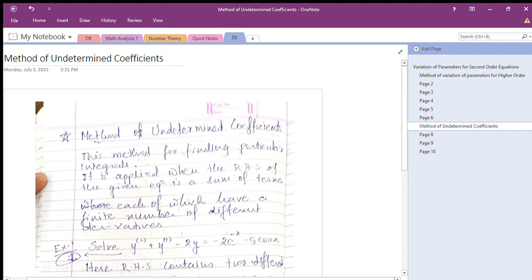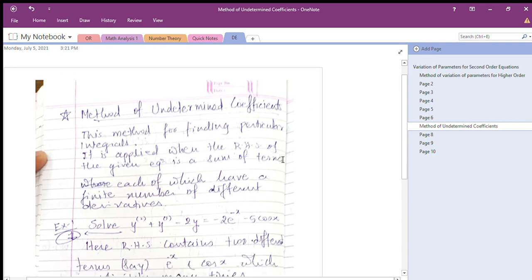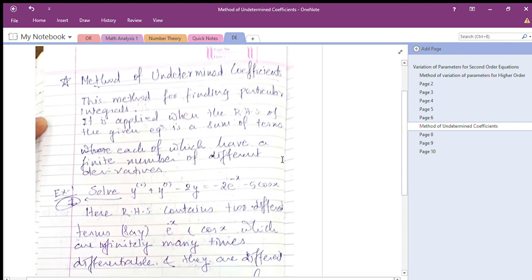Now today we are going to discuss the method of undetermined coefficients. So first of all, why is this method used? The method is used for finding the particular integrals.